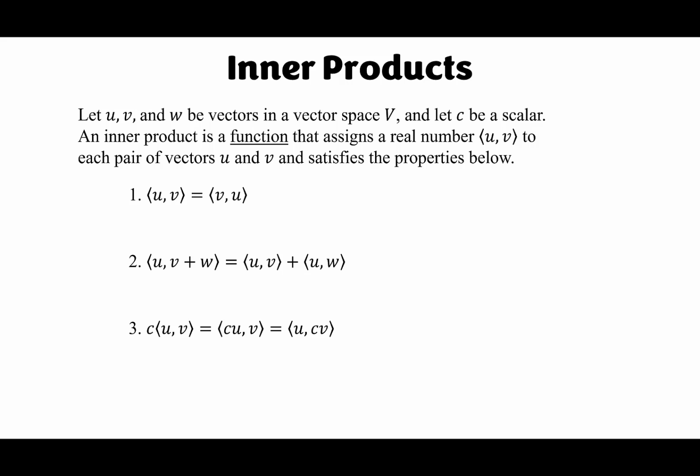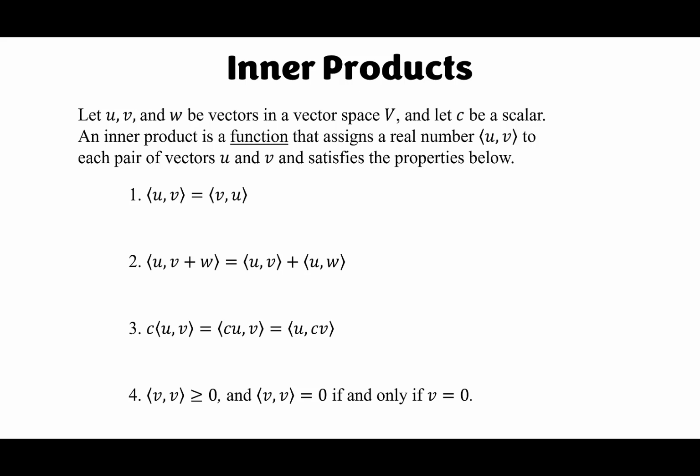It doesn't matter, just like with dot products. And property 4: if we have the inner product of v with itself, that will always be greater than or equal to 0. The only time that it's equal to 0 is if the vector v is 0.